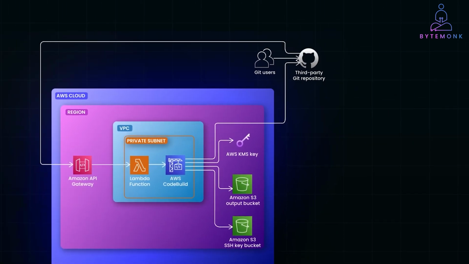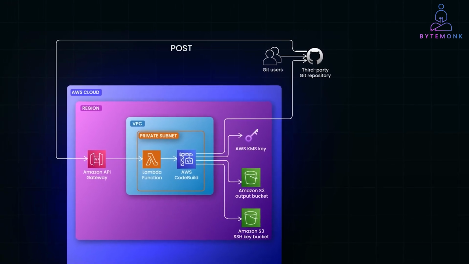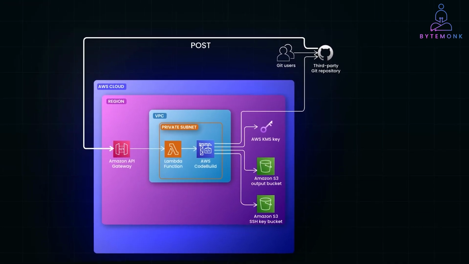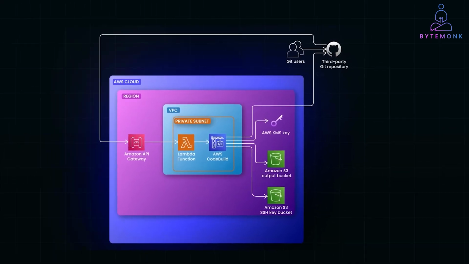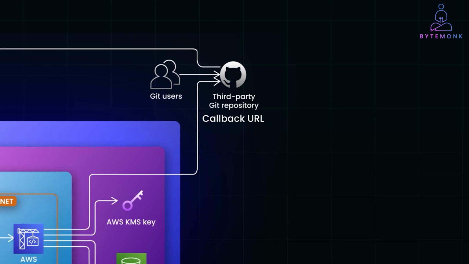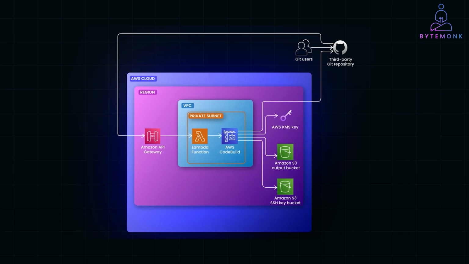Let's assume we are using GitHub as a third-party Git repository. We'll configure a webhook in GitHub to send a post request to an AWS API Gateway endpoint when code is pushed to a specific branch. And this is where we provide GitHub with the callback URL, for example, the AWS API Gateway endpoint, and the events to listen for. For example, a code push or pull request. After the configuration, GitHub acts as the client. When the specified event occurs, for example, a code is being pushed, GitHub sends the event data as a post request to the provided URL, which is the server.